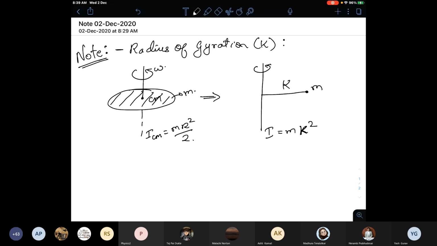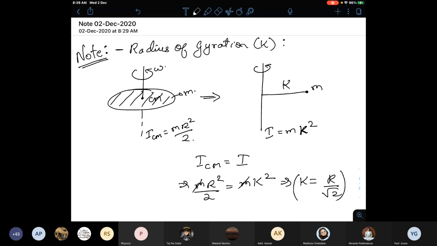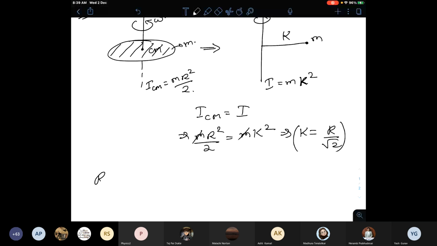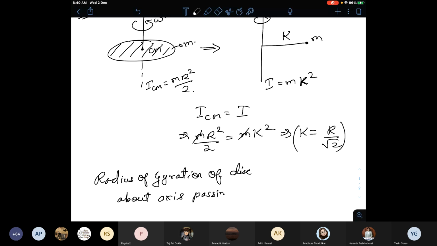So if you want to replace this disk with a point mass and observe, or simplify, the rotational motion, what we do is we just equate ICM with I. We equate the moment of inertia of the two situations. So mr square by 2 is equal to mk square. From here, you get the value of k as r by root 2. So I can say that the radius of gyration of a disk about an axis passing through the center of mass is r by root 2.